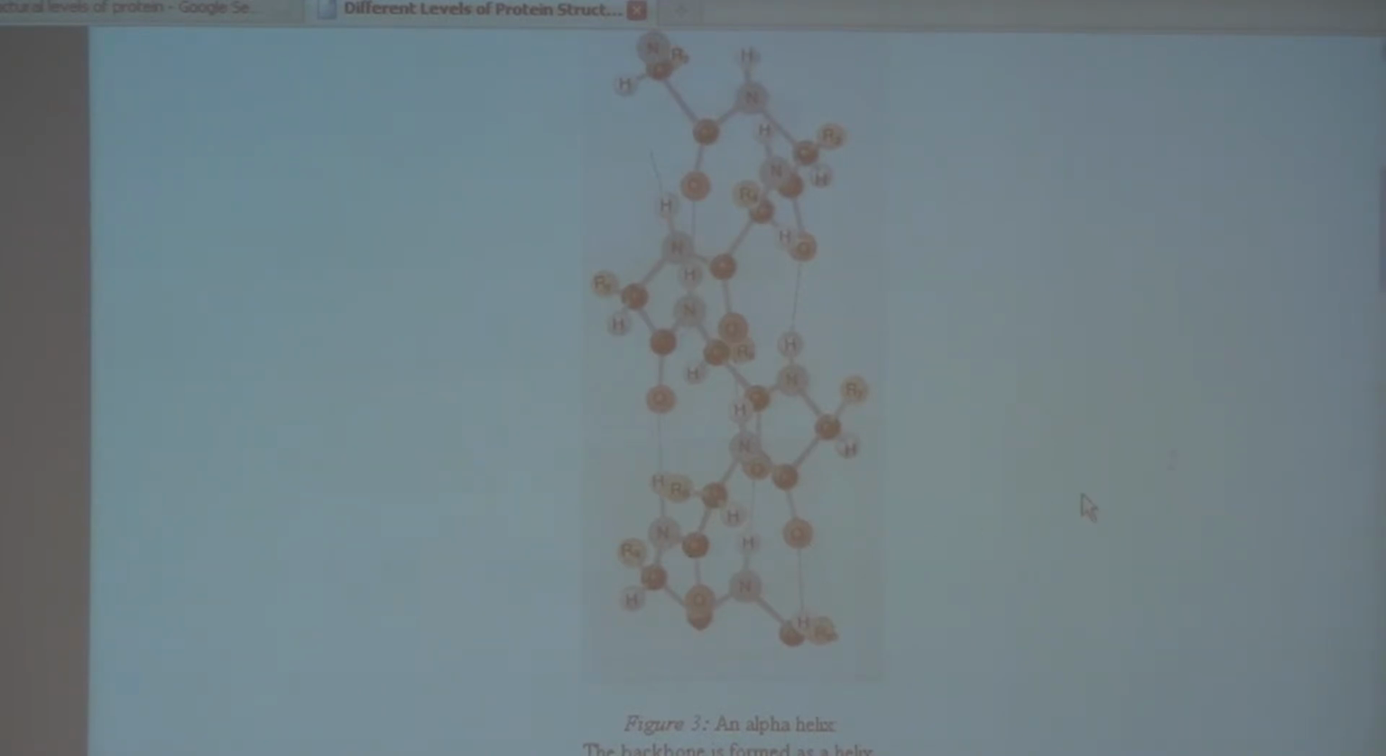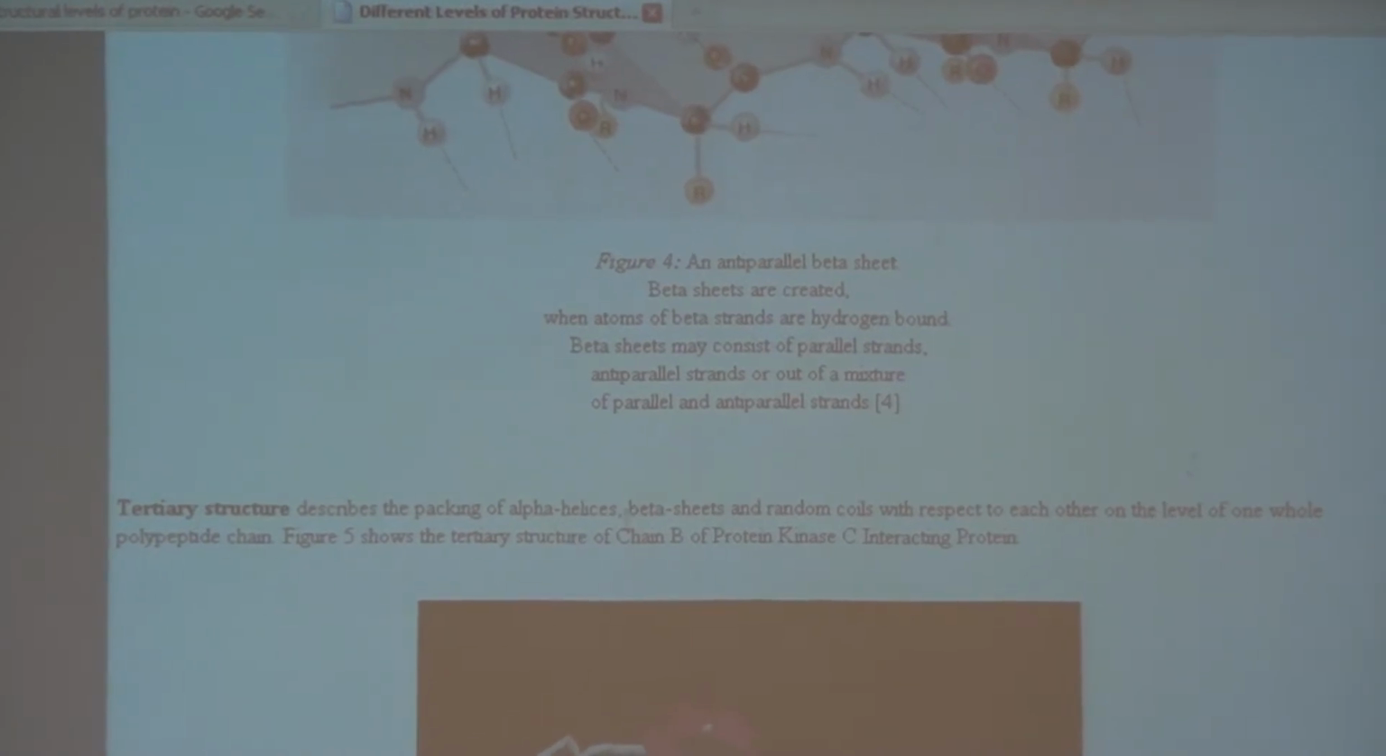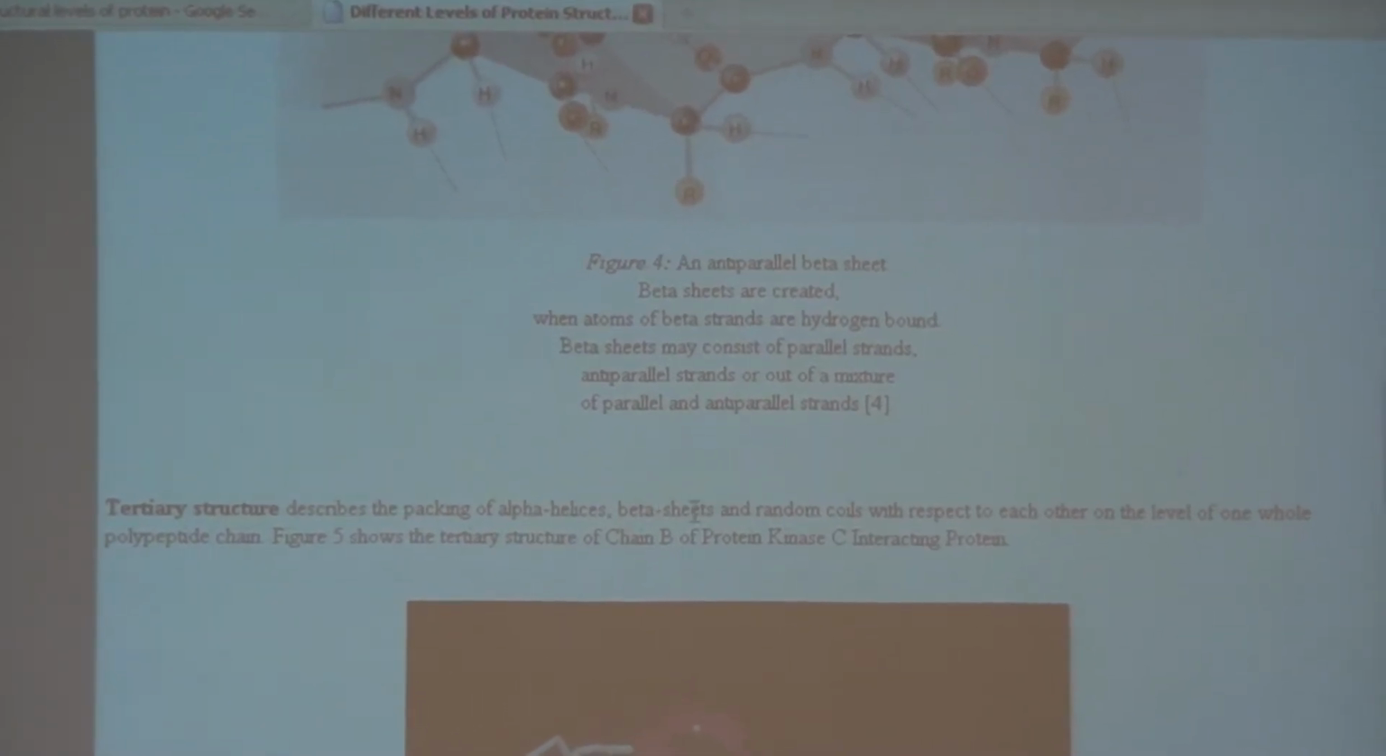So that would be an example of an alpha helix. Note that an alpha helix and a beta pleated sheet are specific types of folding within a protein molecule. Now, further, here's an example of a beta pleated sheet. The tertiary structure describes the packing of alpha helices, beta pleated sheets, and random coils with respect to each other on the level of one whole polypeptide chain.